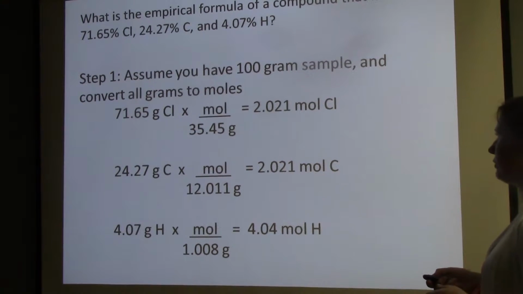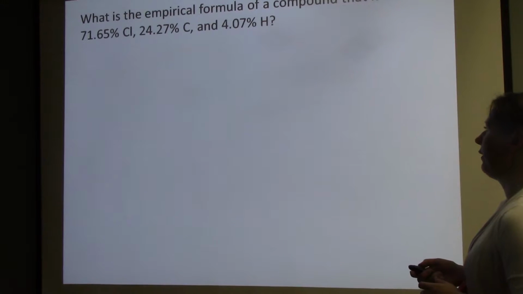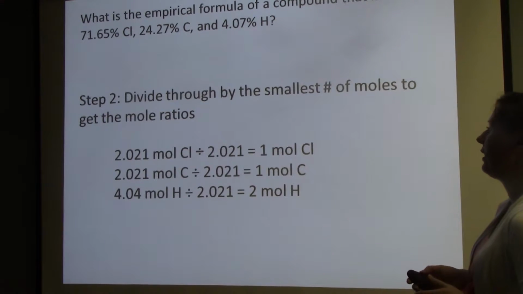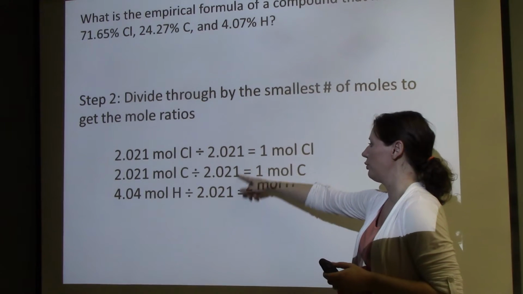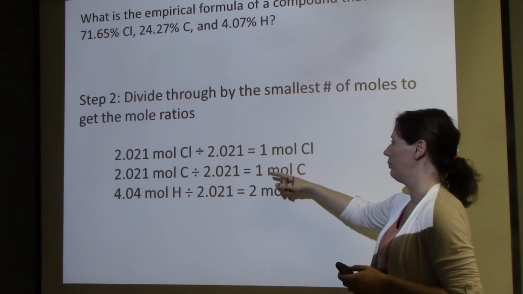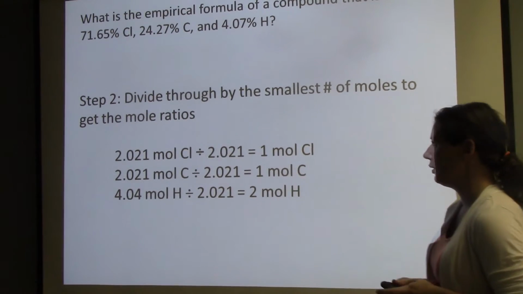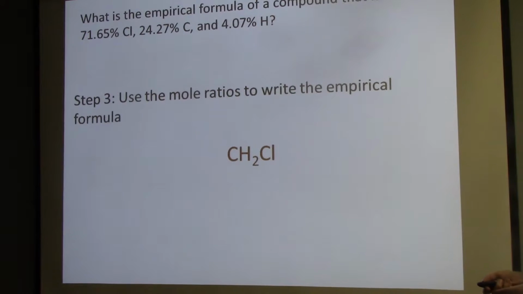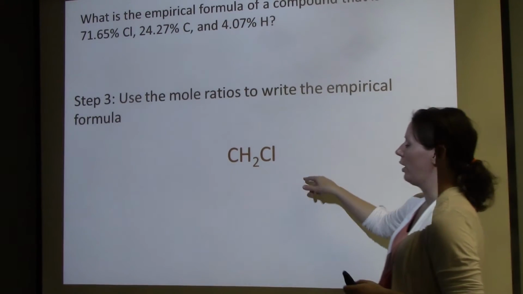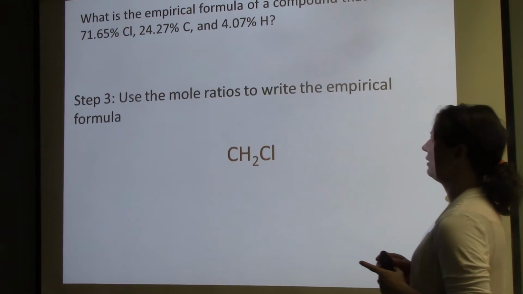Get lucky sometimes. Now we're going to divide all of those numbers by the smallest one. So we're going to divide through by the smallest, and we're going to round it to the nearest whole number. So 1, 1, 2. So that gives us our formula CH2Cl. That's the empirical formula. And the empirical formula is the lowest possible ratios. 1 to 2 to 1 does not reduce, so I know that that's an empirical formula.